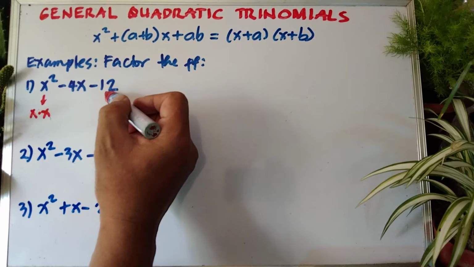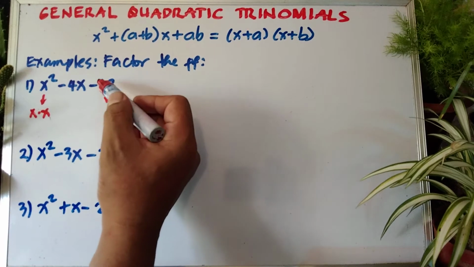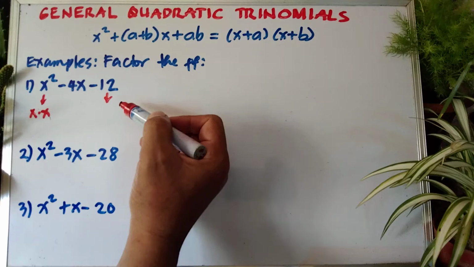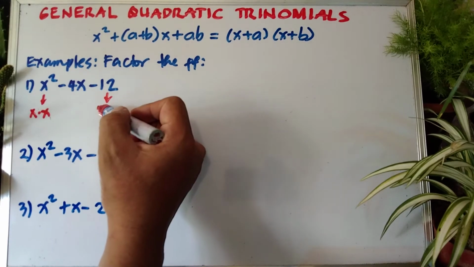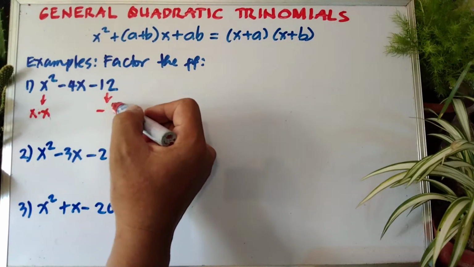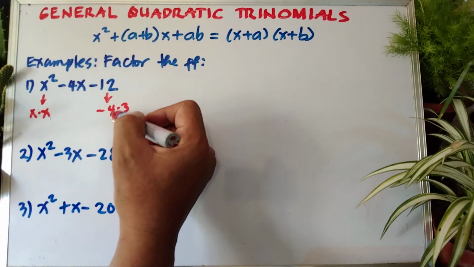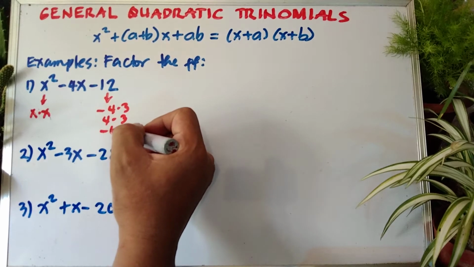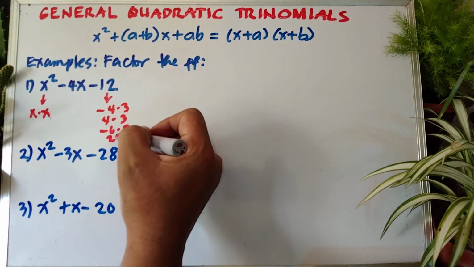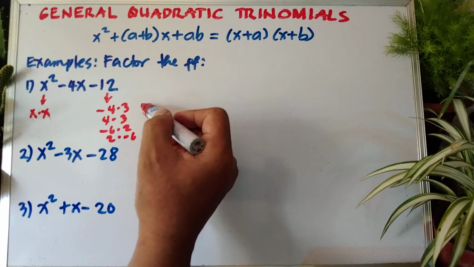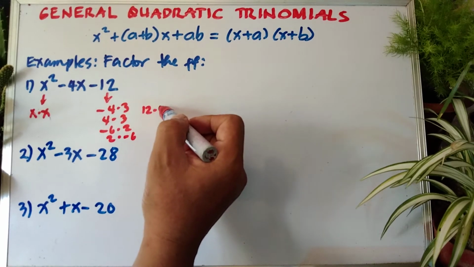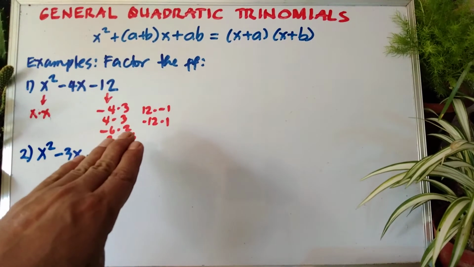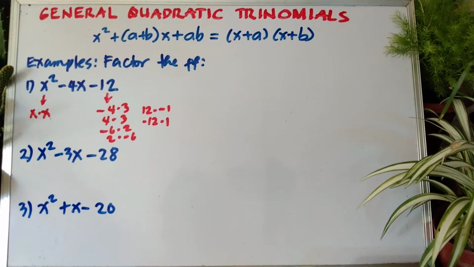Now let's look at the last term, which is negative 12. Take note, negative 12. So what are the possible factors of negative 12? You could have negative 4 times 3. You could have 4 times negative 3. You could have negative 6 times 2, or 2 times negative 6, or 12 times negative 1, or negative 12 times 1. These are the possible factors of negative 12, correct?